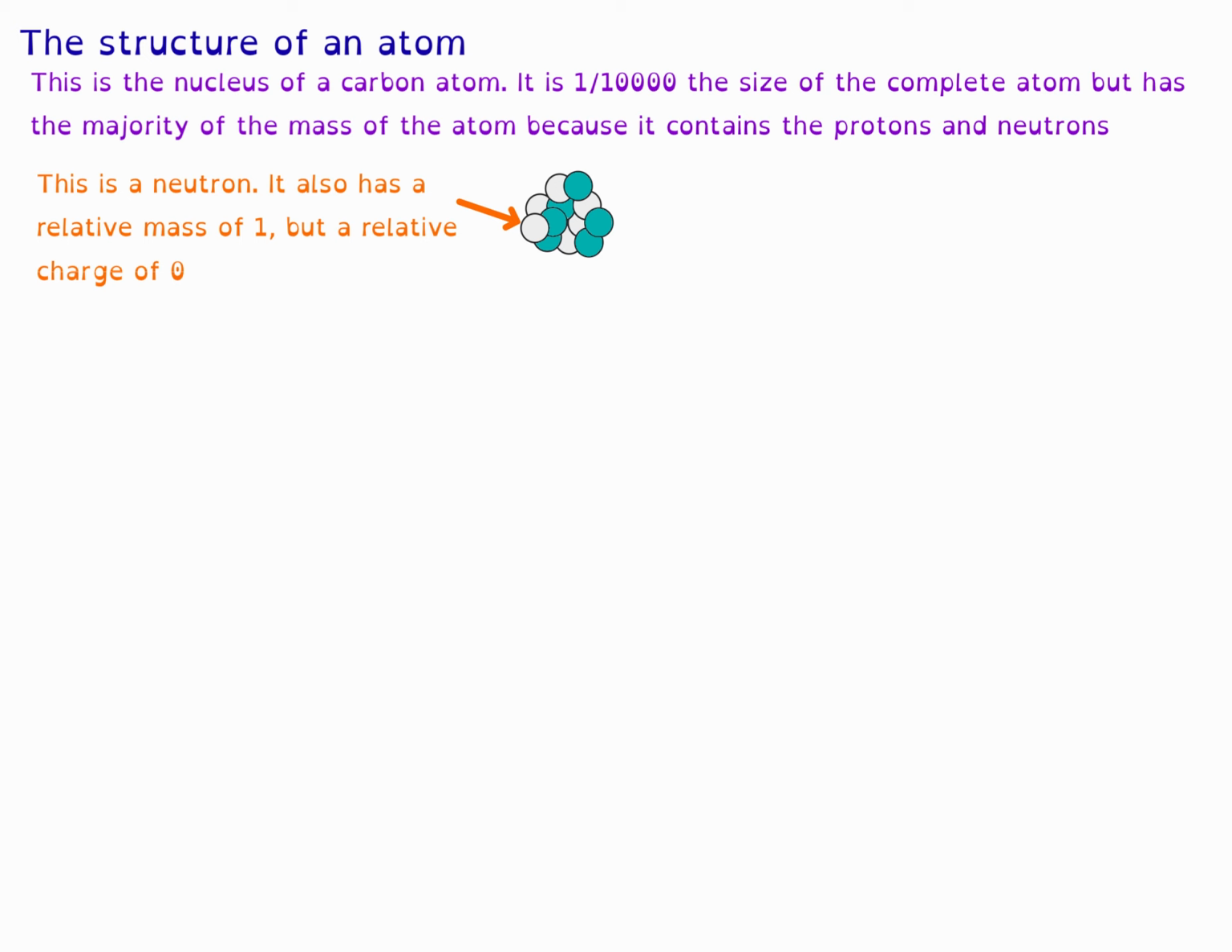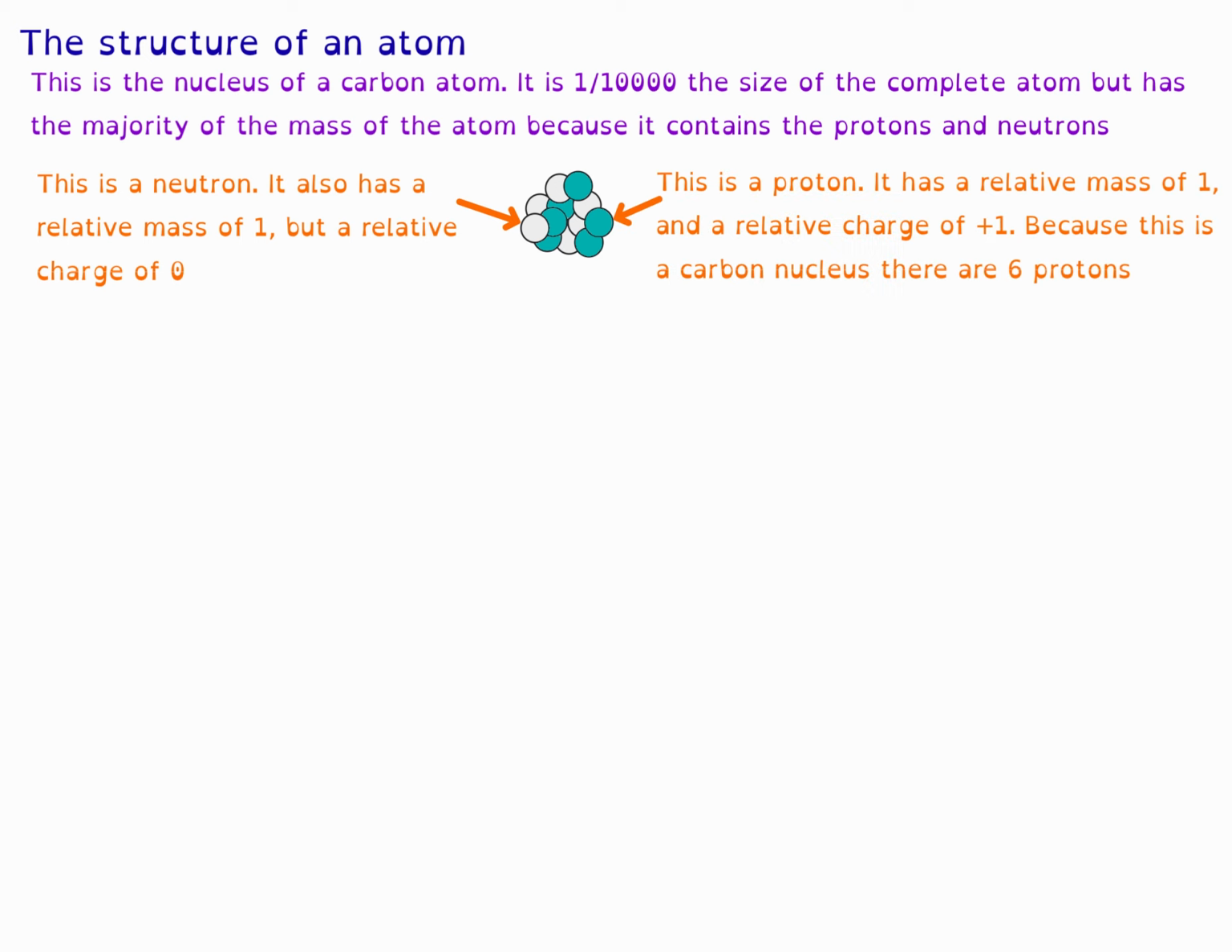This is a neutron. It has a relative mass of 1, but a relative charge of 0. This is a proton. It has a relative mass of 1 and a relative charge of +1. Because it's a carbon nucleus, there are 6 protons.